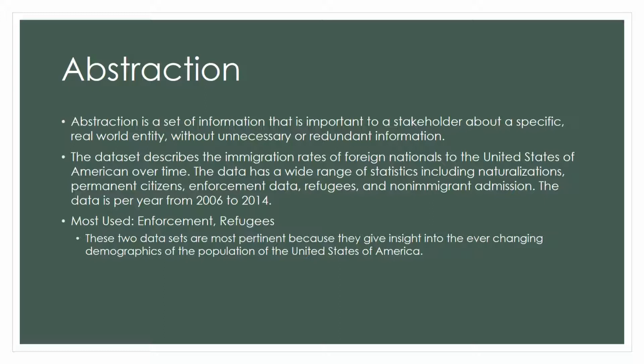The most used were enforcement and refugees for this project. These two datasets are the most pertinent because they give insight into the ever-changing demographic of the population of the United States of America. These dictionaries within the dataset give away a great deal of information because they show not only how many people are entering the country without permission, but how many people are seeking a safer home through the refugee data. This information is very useful for developing trends which can allow the U.S. government to figure out the best way to settle this many refugees safely within the country.